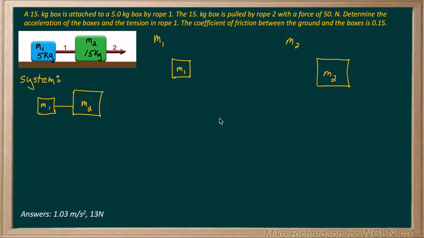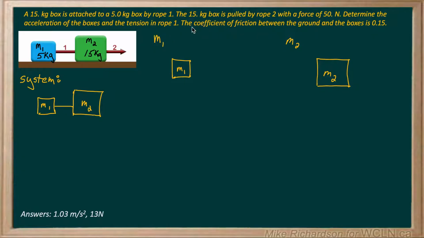Here we've got a system of combined masses. Two masses, mass M1, which is 5 kilograms, and mass M2, which is 15 kilograms. They're connected by a rope, and we'll call this rope 1. Attached directly to the 15 kilogram mass is an additional rope, rope 2, and it's being pulled to the right with a tension force of 50 newtons. So the whole system, if it's going to move, is going to move to the right.